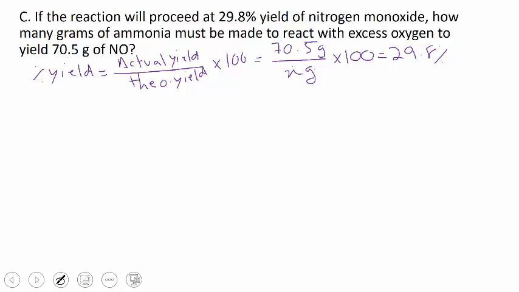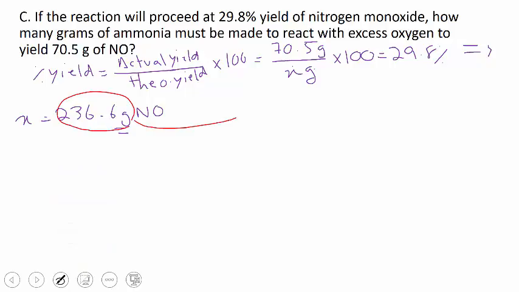Now, from this equation, if you rearrange this and solve for the X, which is the theoretical yield of nitrogen monoxide, that would give you 236.6 grams of nitrogen monoxide. So this is the theoretical yield of nitrogen monoxide that needs to go in this equation.